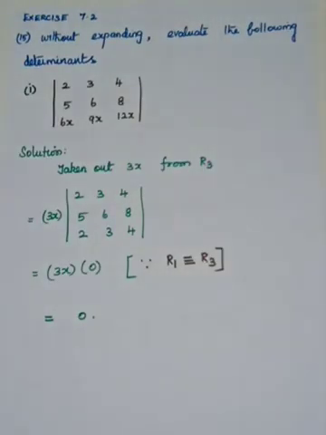You see that exercise 7.2, 15th one: without expanding, evaluate the following determinants. Without expanding means you need not expand by R1 or any row or any column. You should not use Laplace expansion, but you have to find the value of the determinant, which means you have to use the properties of the determinant.